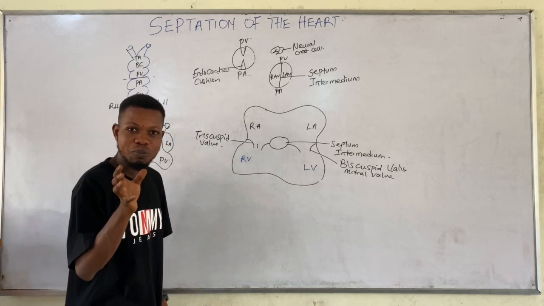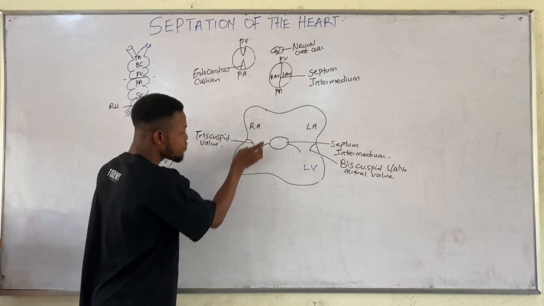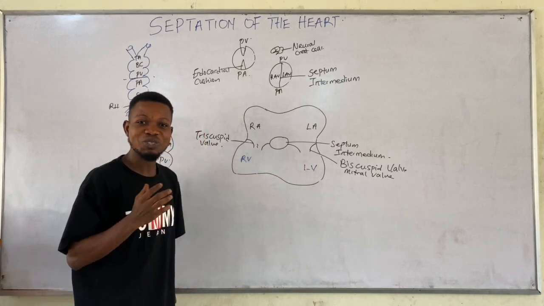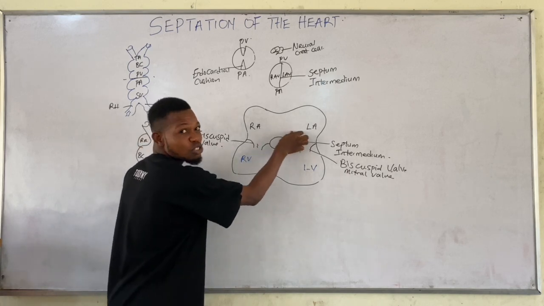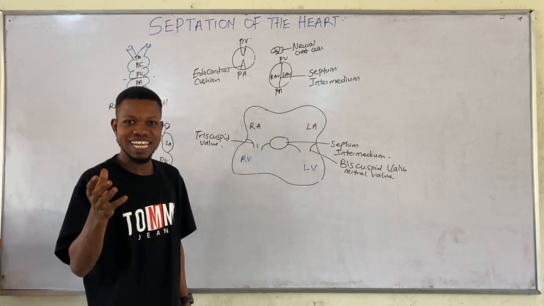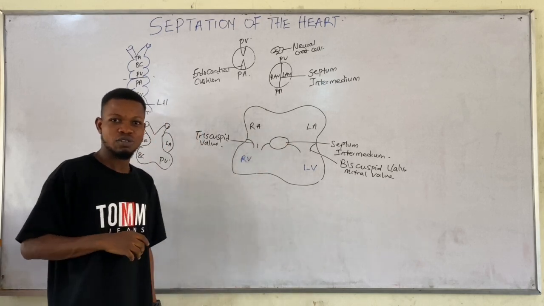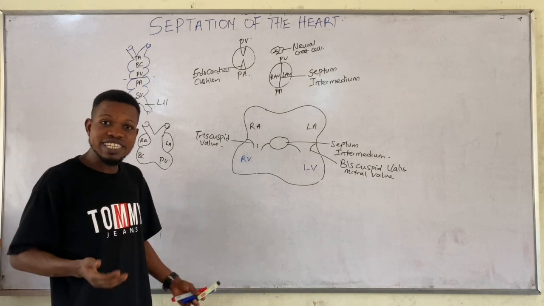Now we have formed septation or partitioning between the right AV and the left AV. Now what do you want to look at? We want to look at the septation formed between the 2 atria and the 2 ventricles. Now let's get into it. Let's start with the septation of the atrium. Do you call it septation or partition? It is still the same.